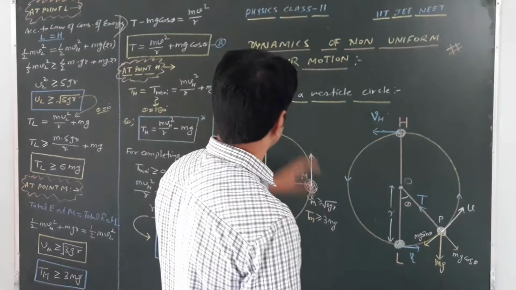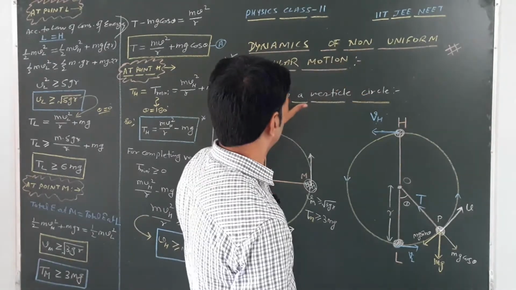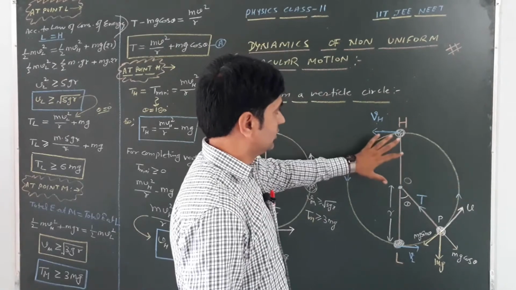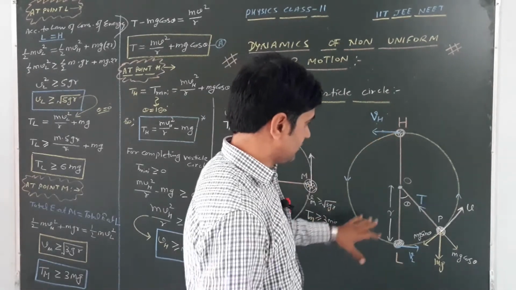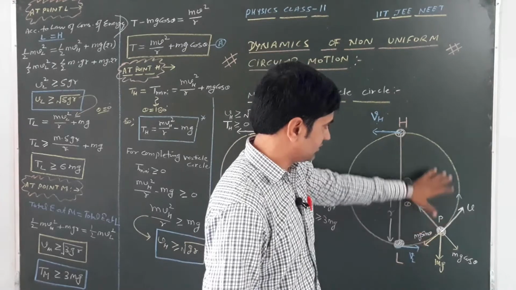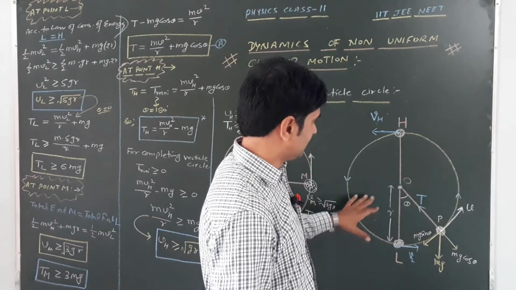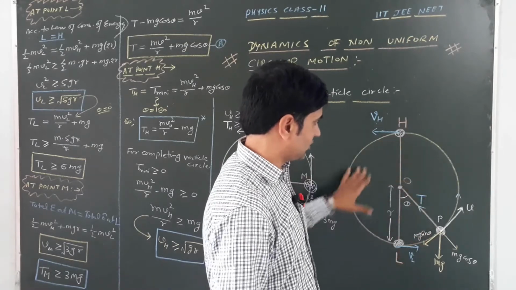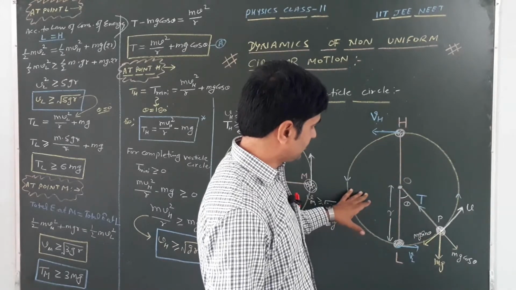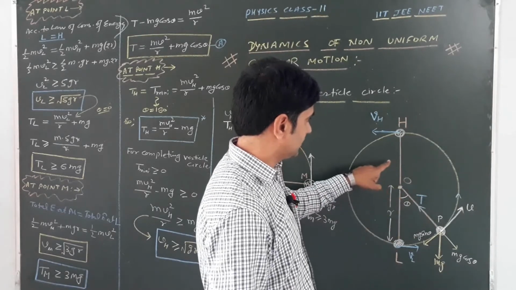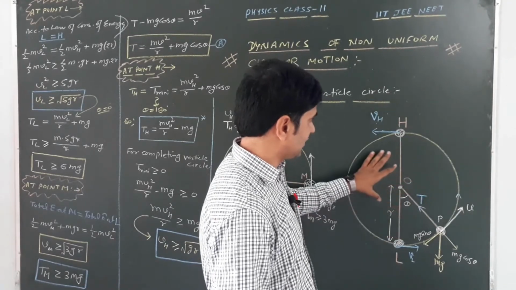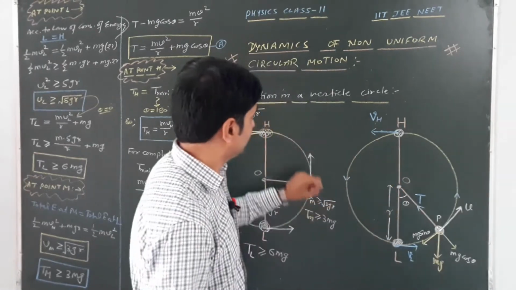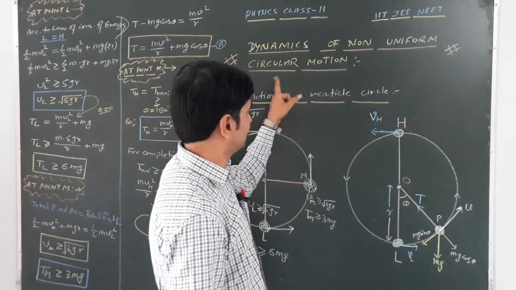We are discussing the topic dynamics of non-uniform circular motion. So first of all, what is the non-uniform circular motion? Let us consider a stone is tied with a string of length r. It is moving across the circular path and its angular velocity and hence the angular momentum is changing continuously. We can observe that the linear velocity, linear momentum and the kinetic energy as well of the stone is continuously changing. So these types of motion can be said as the non-uniform circular motion.